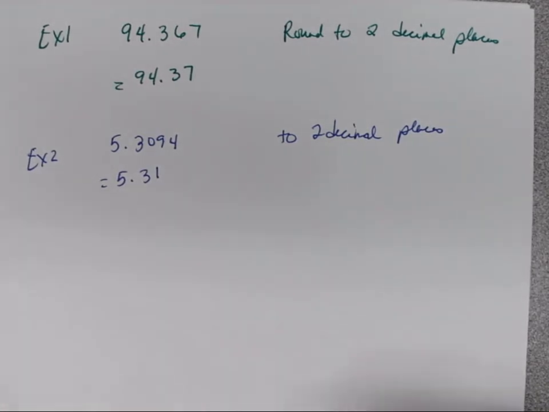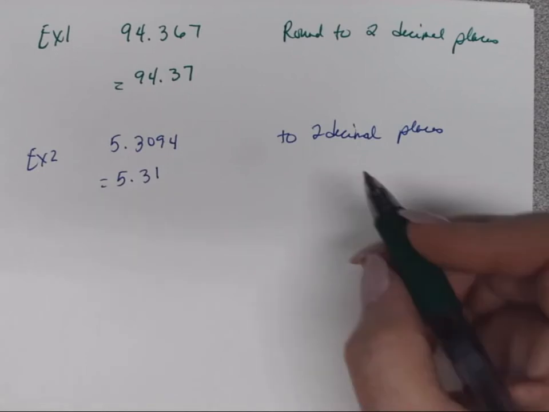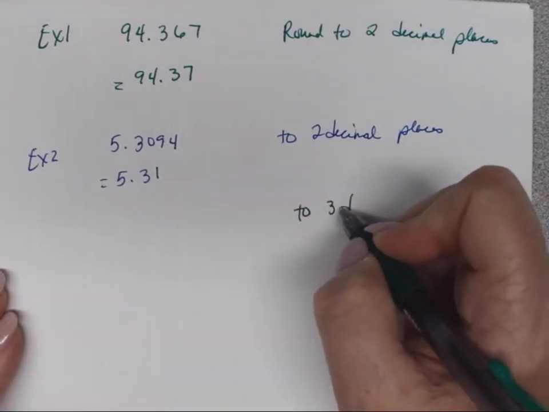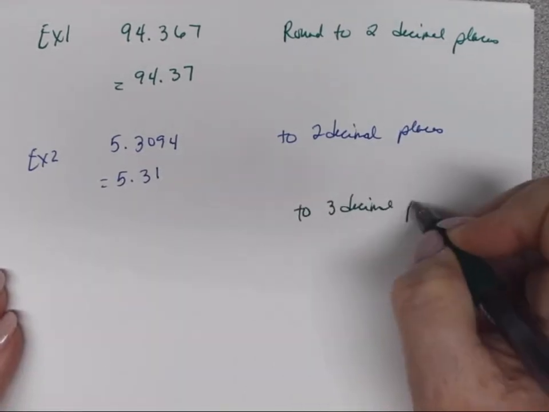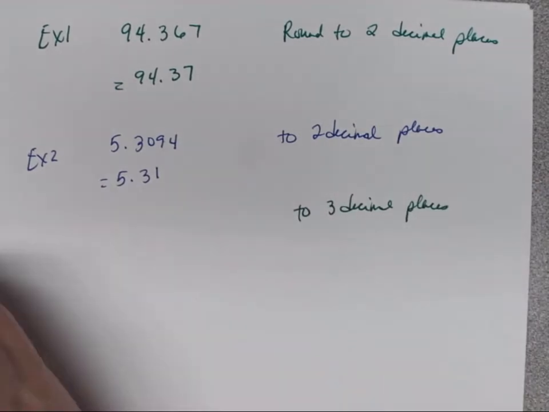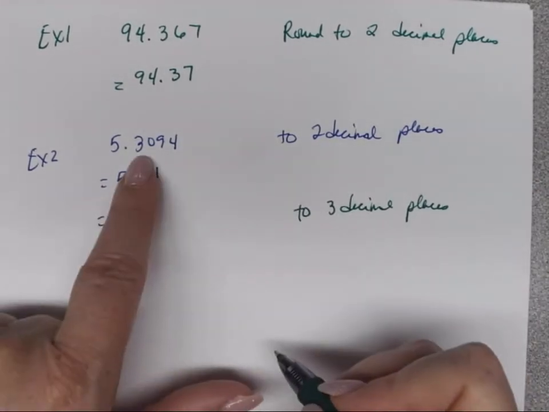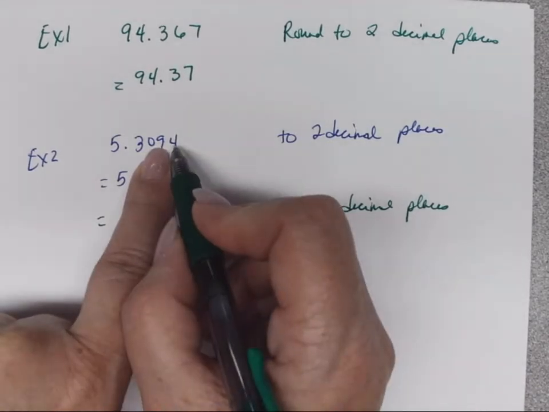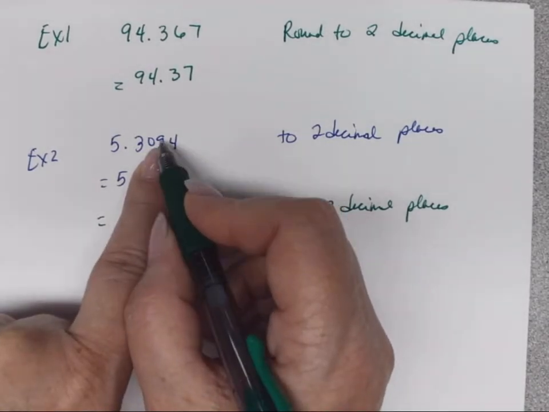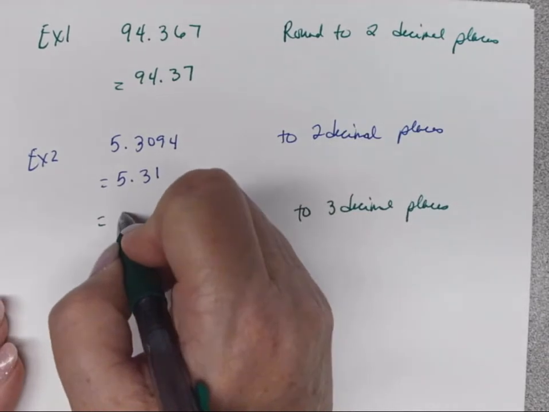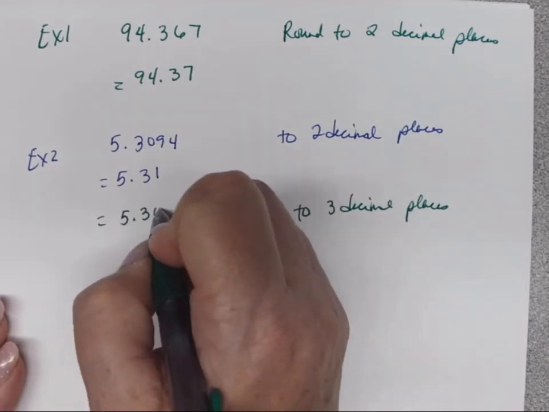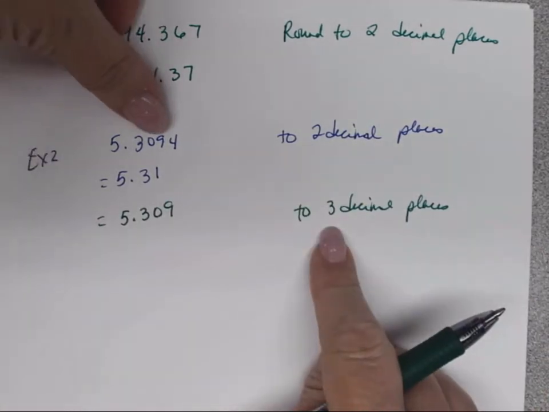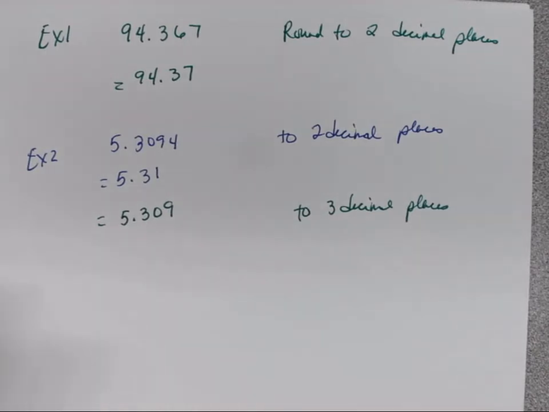If we're looking at the same number, but we want to go to 3 decimal places instead of 2 decimal places, we would look at the 9, that's the third decimal place. The 4 is less than 5, so we leave it at a 9. So this would be 5.309 if we're going to the third decimal place, because 4 is not 5 or greater.